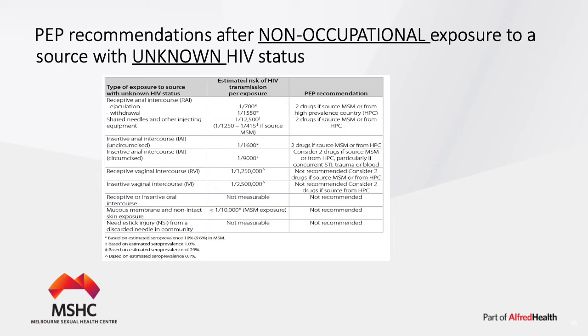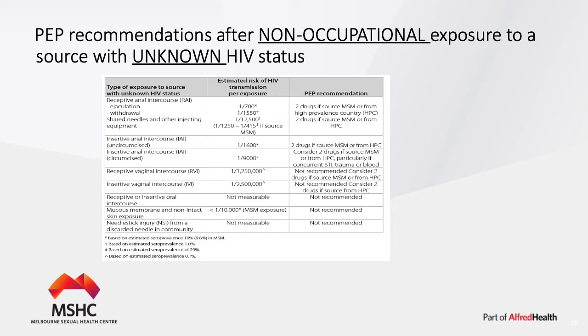Then this is someone with an unknown HIV status. So we're going to look at the seroprevalence that I've shown on the previous few slides. So what is their risk of exposure? Receptive anal sex with ejaculation is 1 in 700. Withdrawal is 1 in 1,550. So this is based on the seroprevalence of 10% for MSM. So we use only 2 drugs, which is the same as PrEP, tenofovir disoproxil plus emtricitabine. Okay, if they have shared needles or other injecting equipment, then you calculate it based on the seroprevalence in that population.